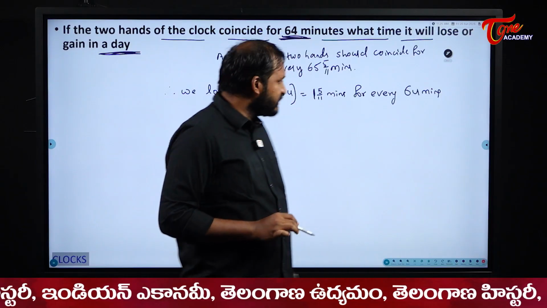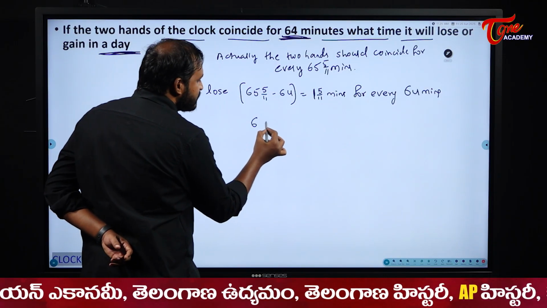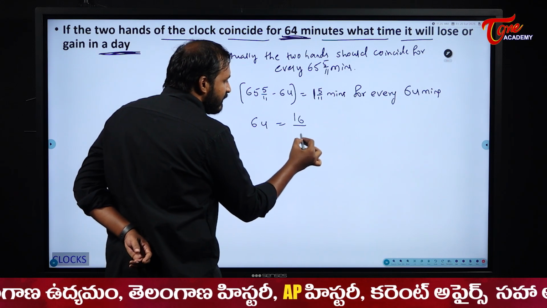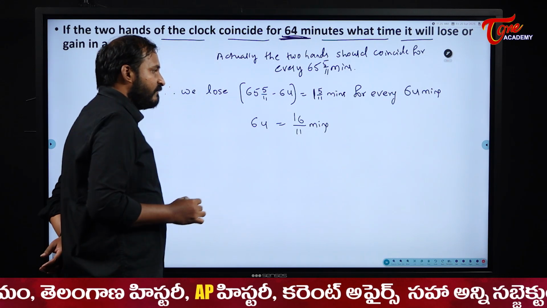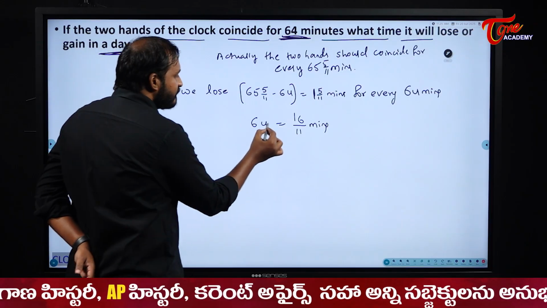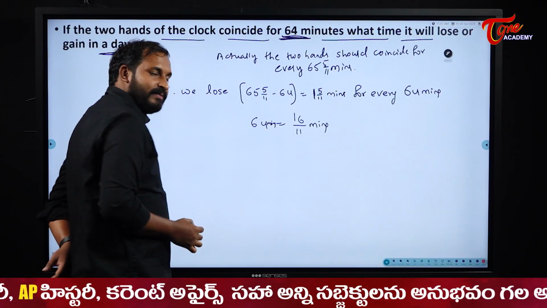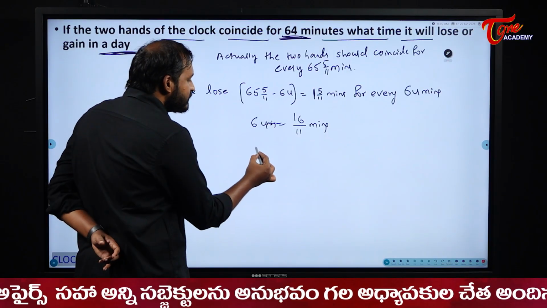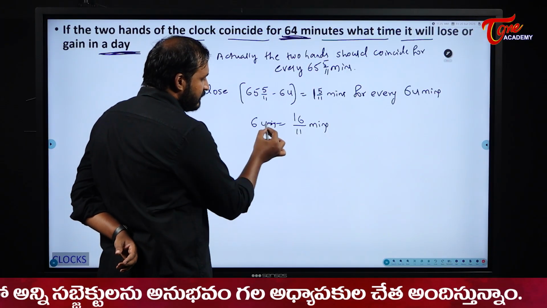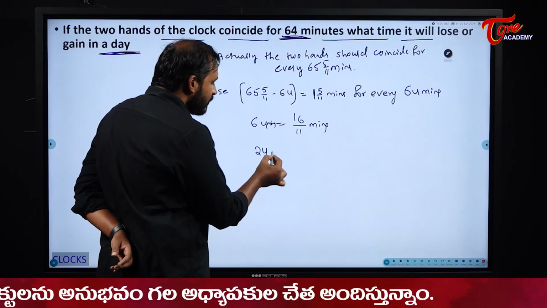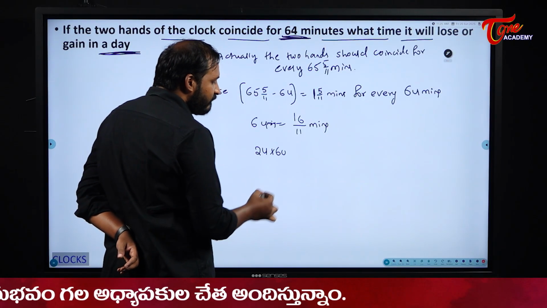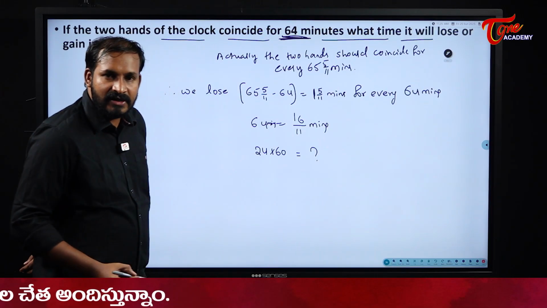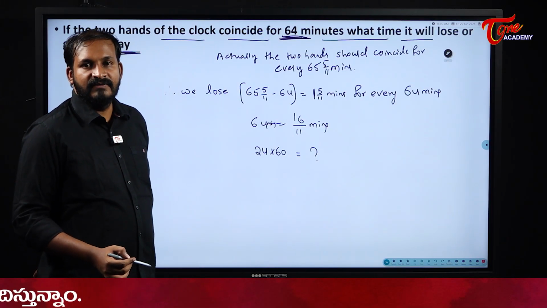In a day. So, see here students, for every 64 minutes, how much are we losing? 1 5/11, which I will write as 16/11 minutes. But our question is for a day. A day means how many hours? 24 hours. These are in minutes, right? So, I will write this also in minutes: 24 into 60 minutes. In 24 into 60 minutes, how much time will we lose?